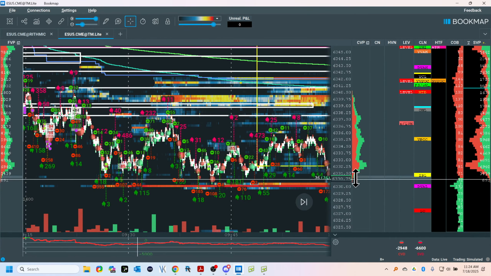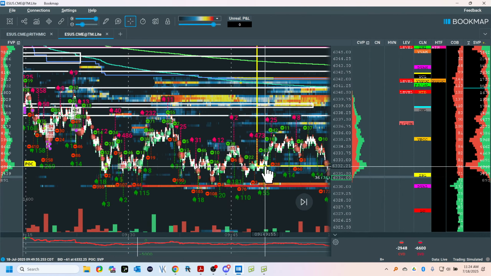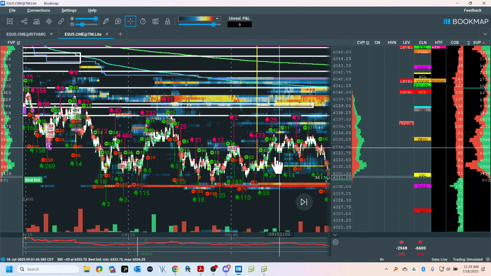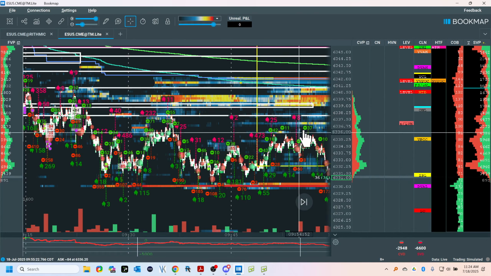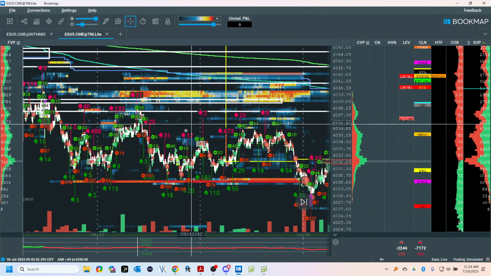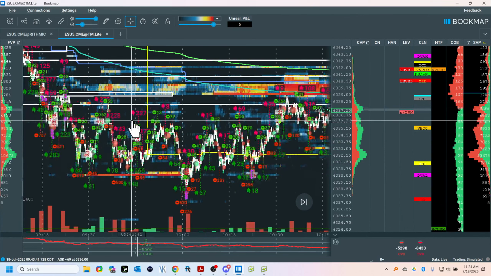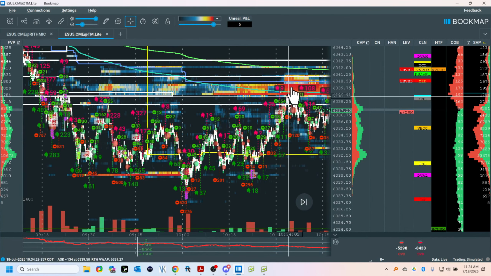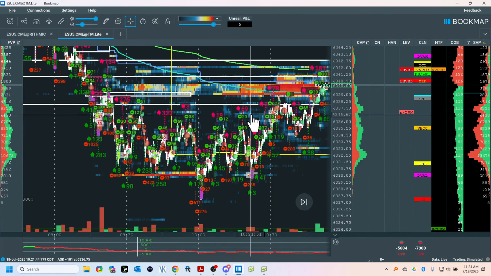So if I come across here, I have choices. I can take a long, which for me is not in my plan for today. So for me, all I have is shorts, continuation trades. Currently, that can change. So it's only shorts. Where's my resistance? There's my liquidity. I haven't seen any of this, so let's see what it does.